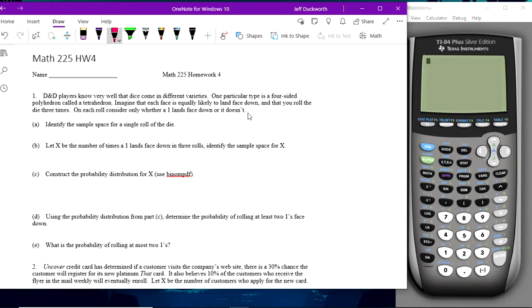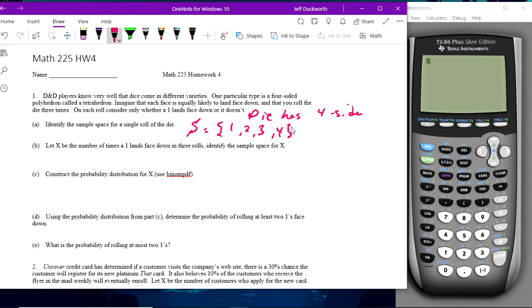Well, the die has 4 sides. So the numbers on the dice are going to be 1, 2, 3, and 4. Those are the only possibilities. You can't roll a 7. You can't roll a 2.5. These are the only things that you can roll.